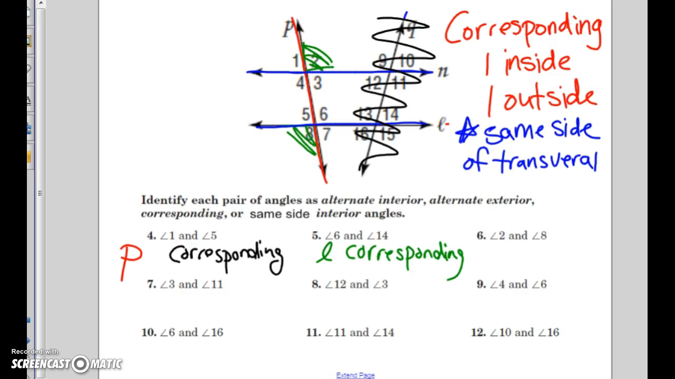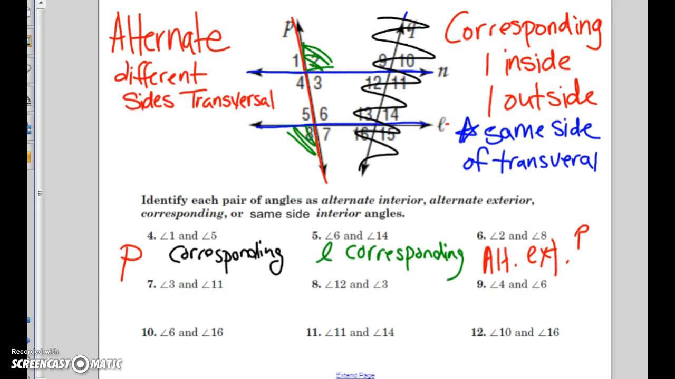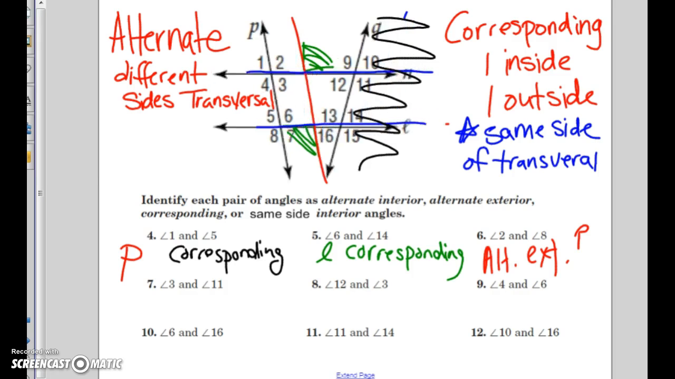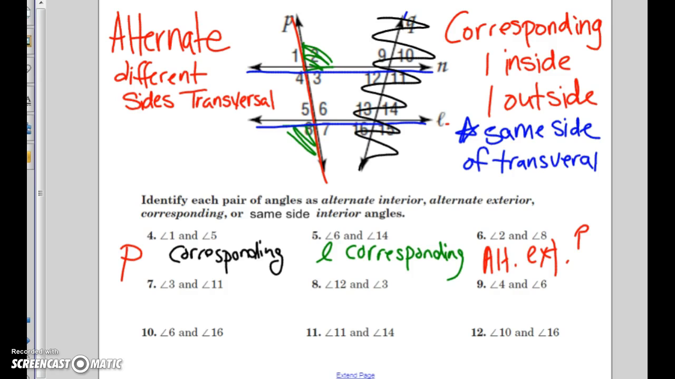So my question is, are they on the inside of the blue lines or on the outside? Good. Those are exterior angles. My next question is, are they on the same side of the transversal or different? Different. Good. Different is called alternate. Okay, so alternate means on different sides. So 2 and 8 are on different sides. They're outside of the blue lines, because these angles right here are interior. So those are exterior, alternate exterior.